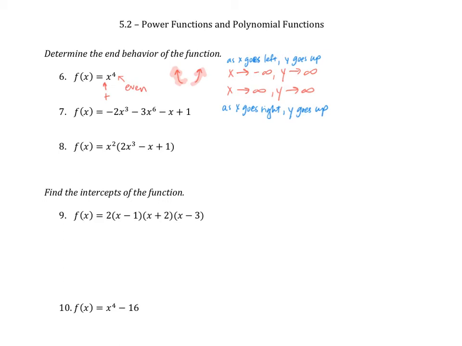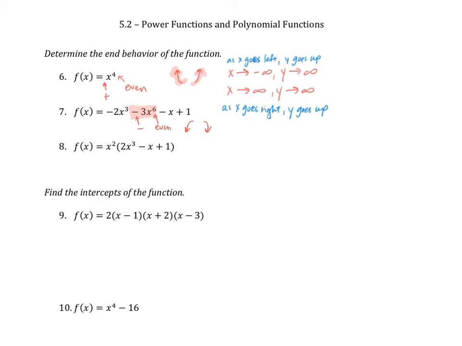So number 7, first we want to find the leading term. So we're going to look at all the exponents. The biggest exponent I see is the 6. So this negative 3x to the 6 would be the leading term. So now from there I can pick out the degree and the leading coefficient sign. So we have a negative and we have an even exponent. So a negative even goes down, right? Remember, that's like a negative x squared. It flips it upside down.